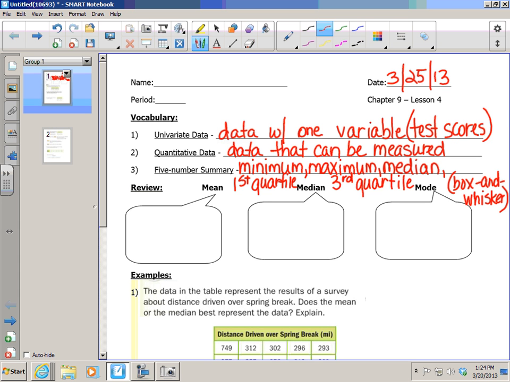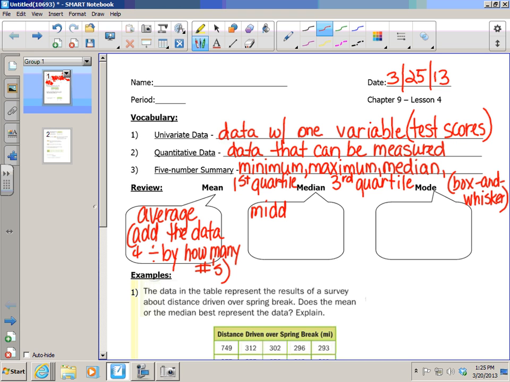So, when we are reviewing mean, median, and mode, we have the mean as the average, and we're going to take all the numbers and add them together, and divide by how many there are. For the median, we're talking the middle number from low to high, and the mode, we're talking most, like the most occurring number.